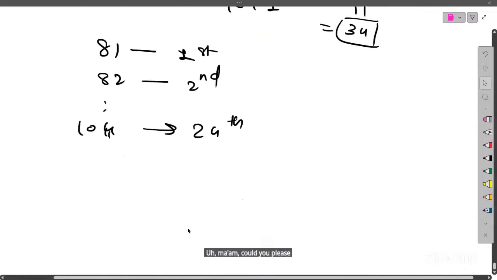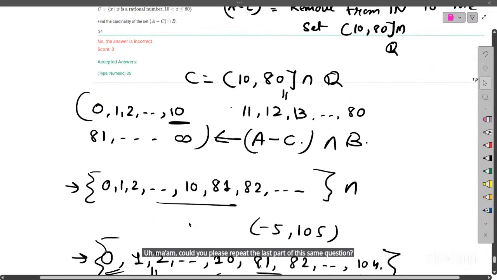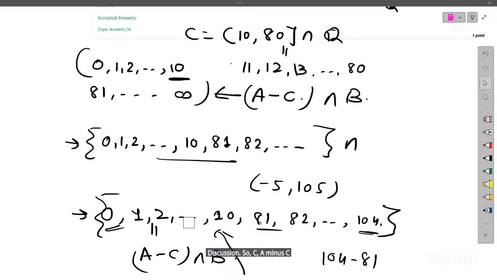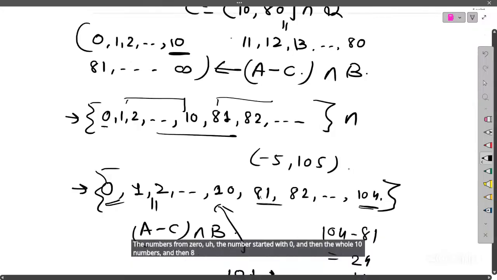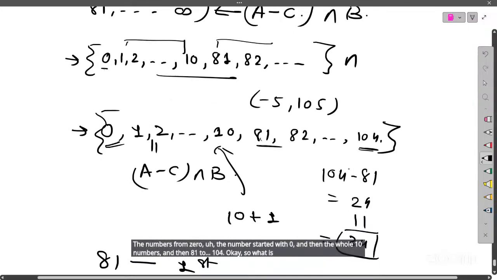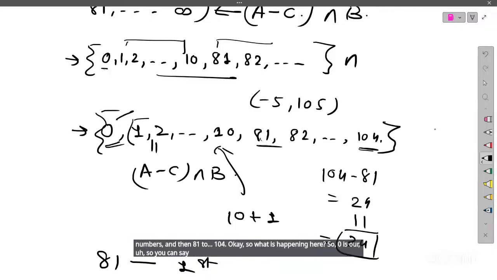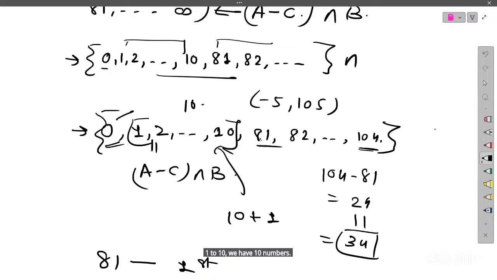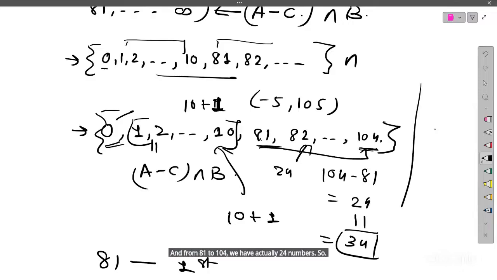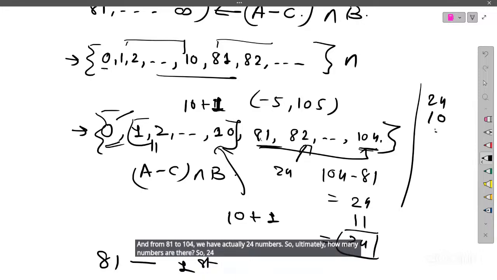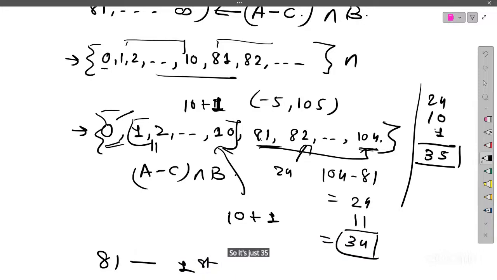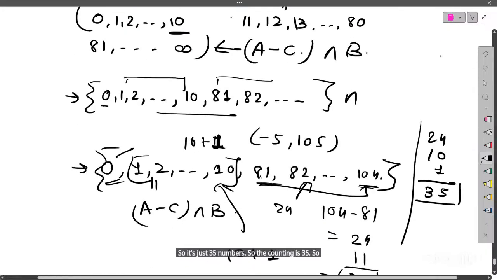Ma'am, could you please repeat the last part of this same question? So see, A minus C intersection B is actually this set of numbers. The numbers from 0, the number started with 0, and then the whole 10 numbers, and then 81 to 104. Okay, so what is happening here? So 1 to 10, we have 10 numbers, right? And 0 is our 11th number. And from 81 to 104, we have actually 24 numbers. So ultimately, 24 plus 10 plus 1, which is 35 numbers. So the counting is 35. So that's why cardinality is 35.